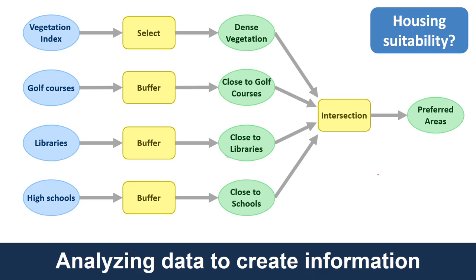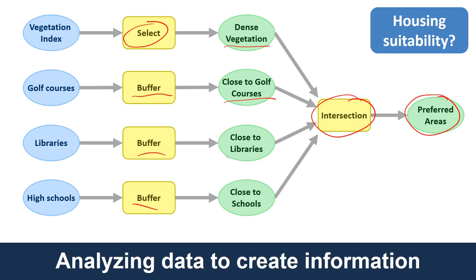And we're going to do things like select the vegetated areas that are useful for us, that have dense vegetation. We're going to measure Euclidean distances or buffers in some way that are close to golf courses, depending on how we want to measure these distances. Do the same thing with libraries and high schools, and all of these will be combined. In this case, I'm going to do a vector overlay to get an intersection of those data sets, and that will identify my preferred areas.